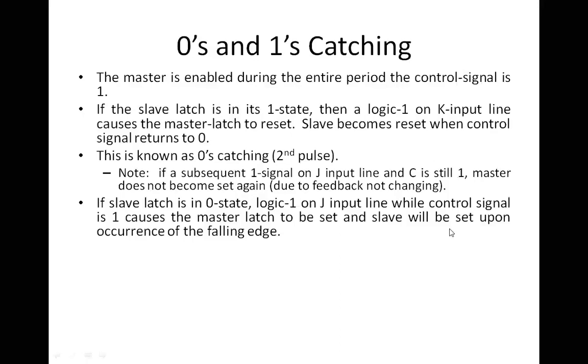And the slave will be set upon the occurrence of the falling edge. So what is the falling edge here? Falling edge means the value going from 1 to 0, from a higher value to a lower value. The slave will wait for the values to go down. Once it goes down, the set value will be passed on to the slave. The master's value will be passed on to the slave.